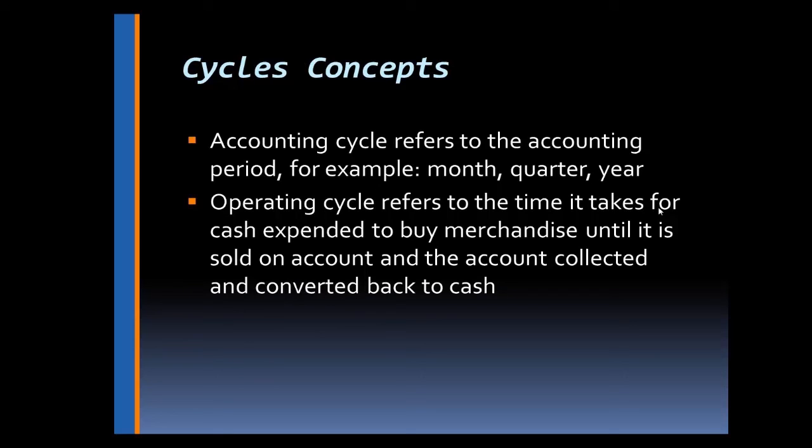We also have cycles. The accounting cycle refers to the accounting period, the year, the quarter, the month. When we talk about an operating cycle, we talk about the time it takes from the point that cash is expended to buy merchandise until it is converted and sold, and then becomes an accounts receivable, and then is converted back to cash. In other words, it is a cycle during which the cash is expended and ultimately converted back to cash again. And we will talk about this when we look at inventory, accounts receivable, and things of that nature.